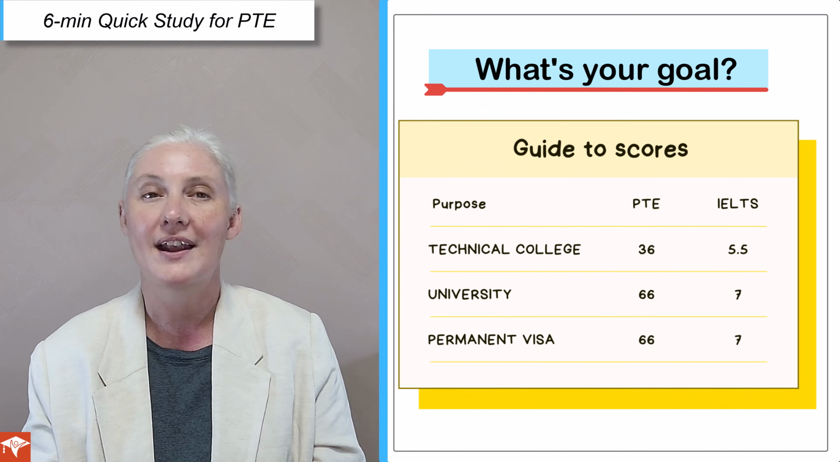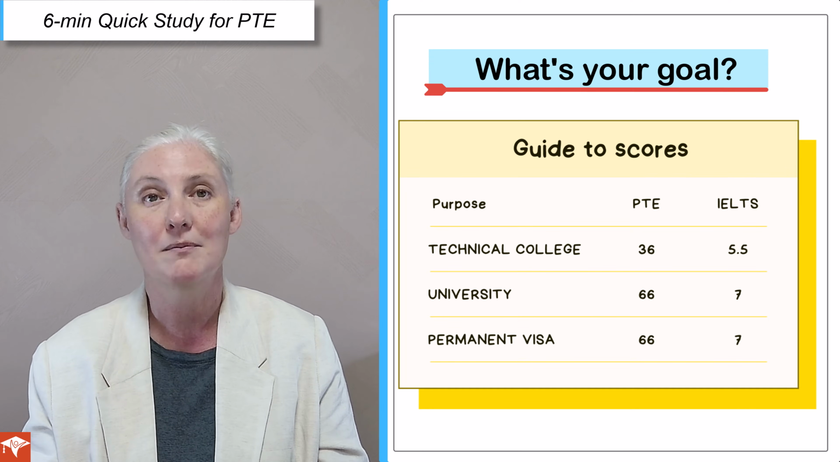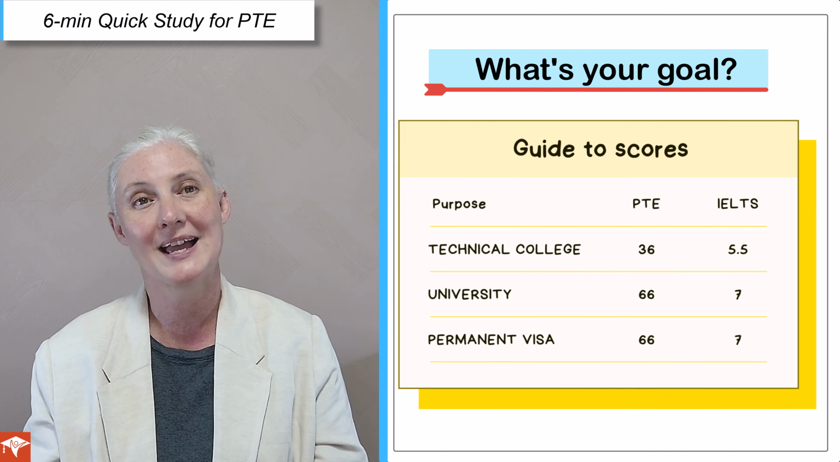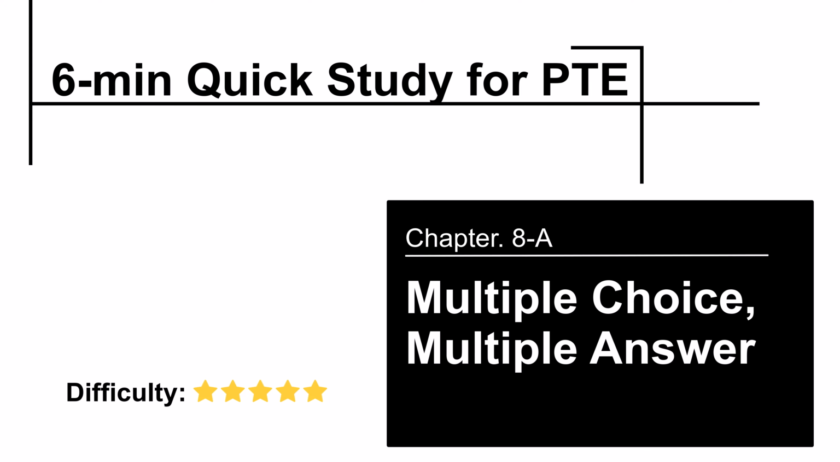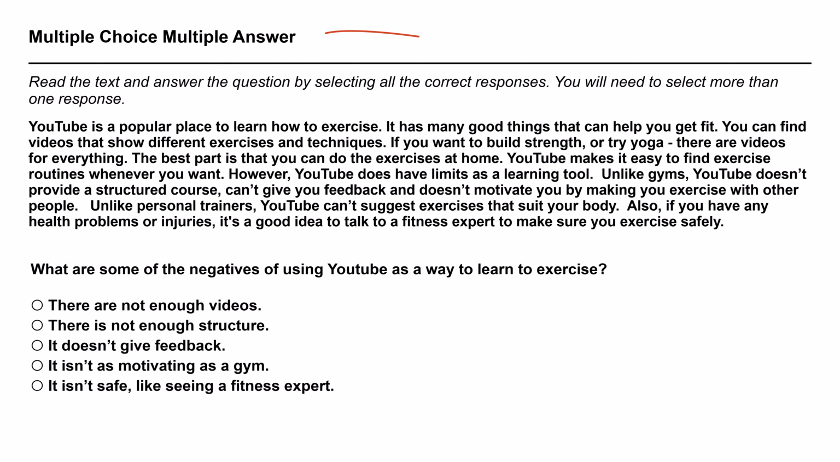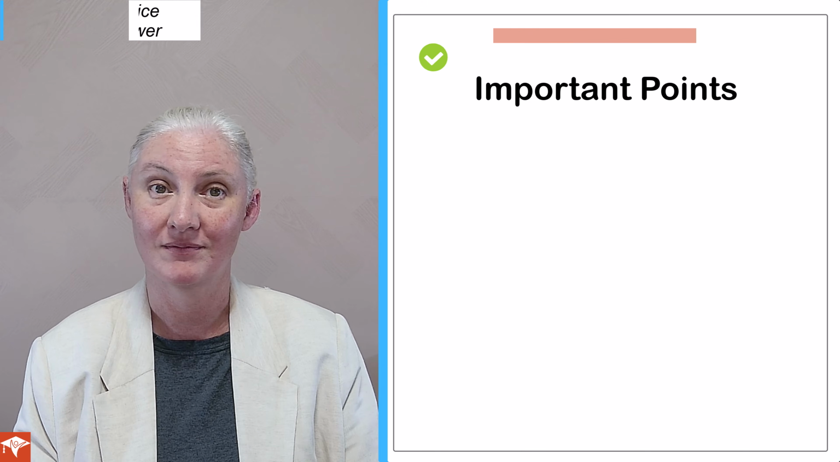Let's take a look at how to improve your score in the 10th PTE question type, multiple choice, multiple answer questions. There are about 2 or 3 of these questions in each test, and for each question you read a text of 100 to 300 words and answer one multiple choice question about it. There are 2 or more correct answers for each question.